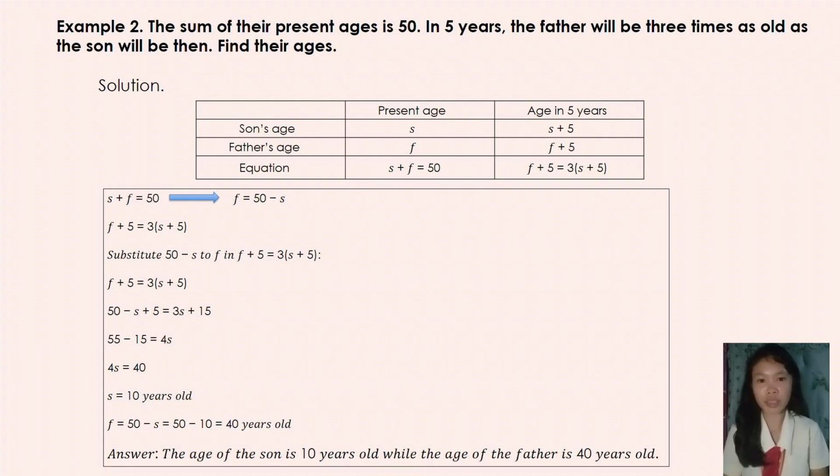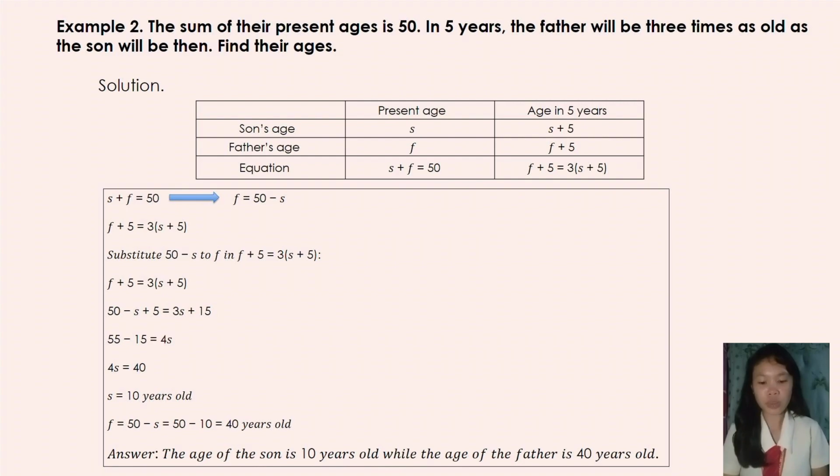So we will divide both sides by 4 to eliminate number 4. 4S divided by 4 equals 40 divided by 4 will give us S is equals to 10, or 10 years old. So the son's present age is 10 years old. So now that we know the present age of the son, we will substitute it to know the present age of the father. So F is equals to 50 minus S equals 50 minus 10 is equals to 40 years old. So the father's present age is 40 years old.